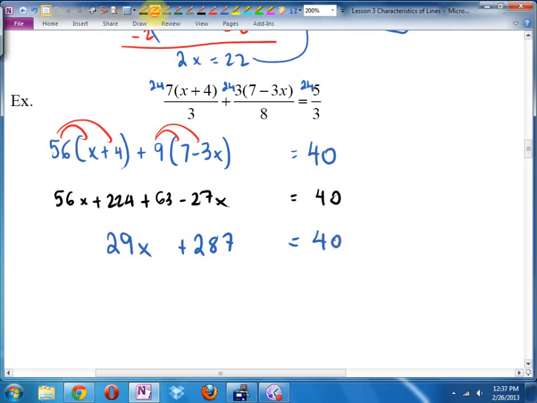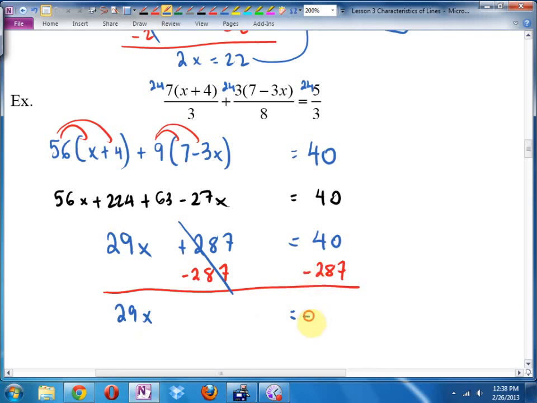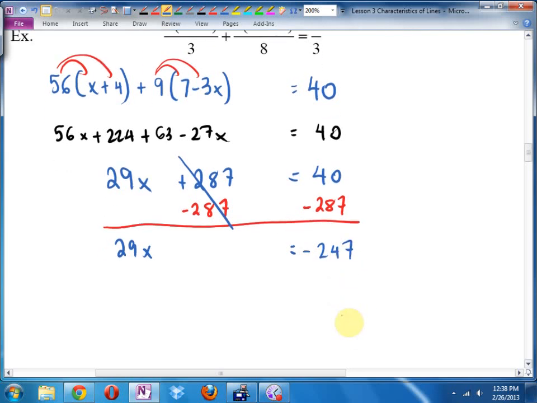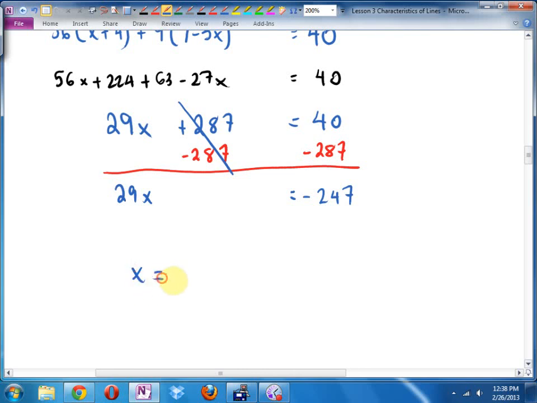Minus 287. Hey, it's uglier, but I can't say that it's really tougher. I'm just having to use my calculator a little bit more. Drop my equal sign down. The 29x drops down. Yay, that cancels. 40 minus 287, negative 247. Now what? So I think x is going to be negative 247 divided by 29. I would quickly check, does that work out evenly?